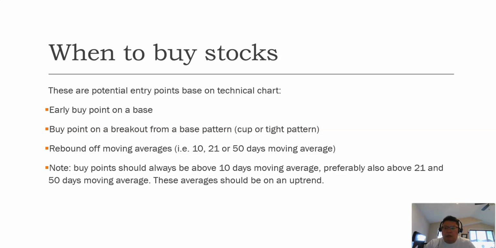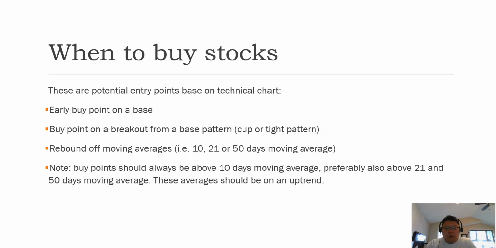You can look at an early buy point on the base, and usually that involves looking at a breakout from a base pattern. There are different types of patterns, but the ones we're going to talk about today are cup or tight patterns. Sometimes during a stock uptrend, you may have missed the initial base pattern breakout. It's already in an uptrend, and you want to buy when it pulls back and rebounds from key moving averages, like the 10, 21 or 50 days.